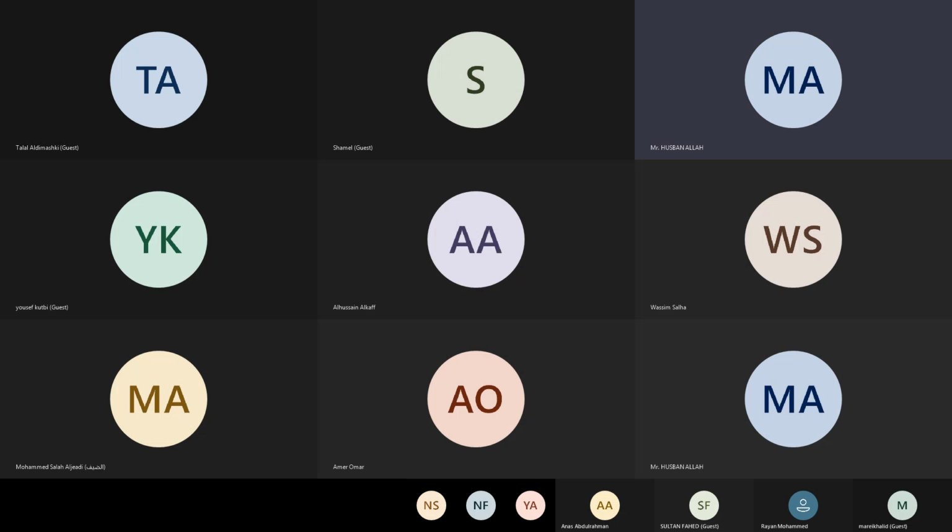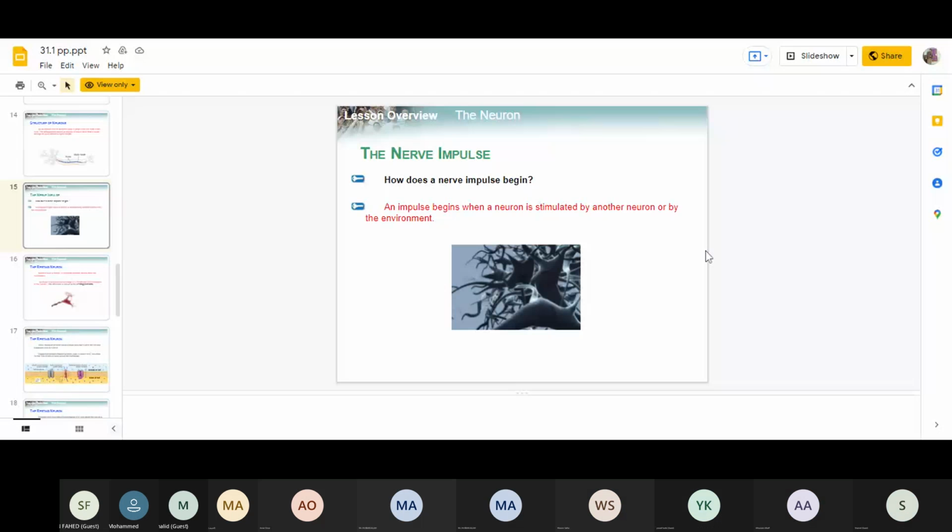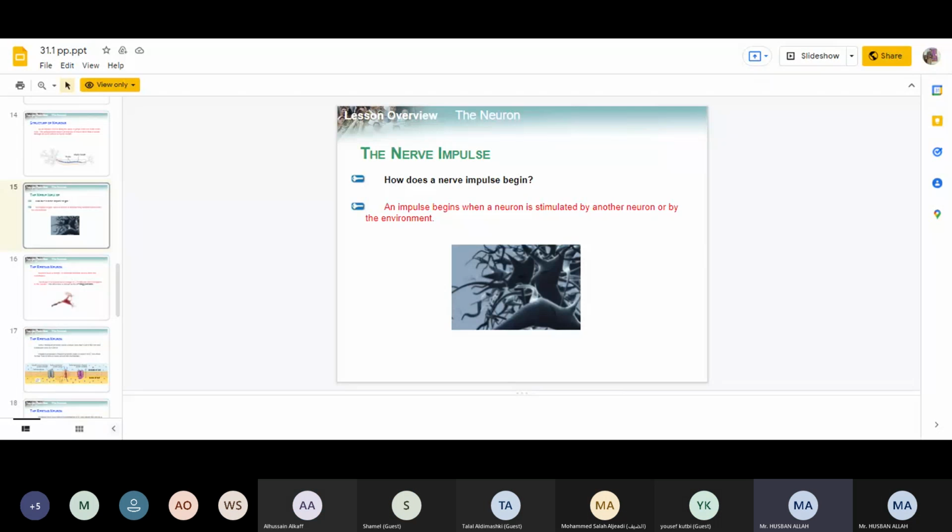Page 898, and the topic which we are going to study is the nerve impulse, how the nerve impulse is produced. I have already shared the screen with you.